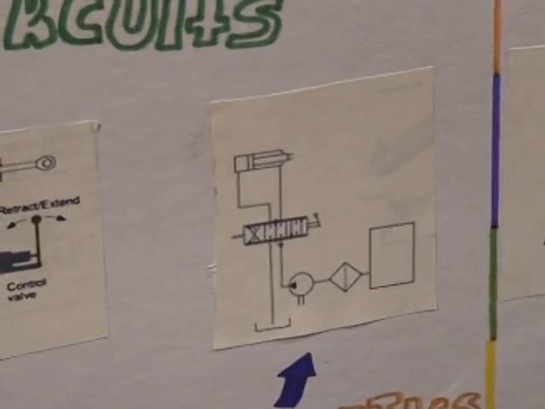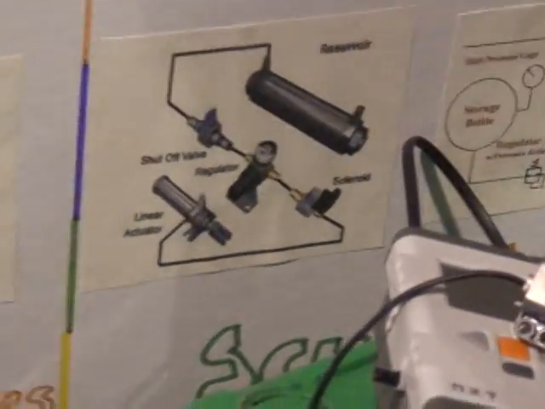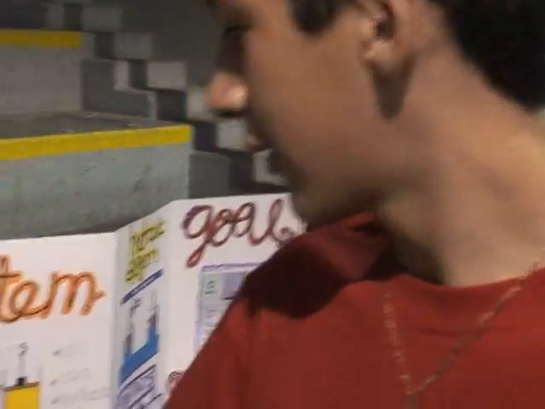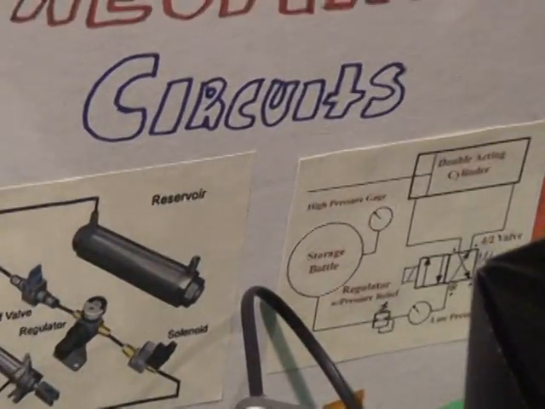The pneumatic circuit consists of a reservoir, a turbo valve, a regulator, and a linear actuator. The reservoir, as in the hydraulic circuit, carries all the fluids. The turbo valve regulates the flow of the fluid. The regulator is the one that allows the system to decrease the fluids. And the linear actuator is the one that makes all the system work, so it's the most important. And this is an example of a pneumatic circuit schematic.